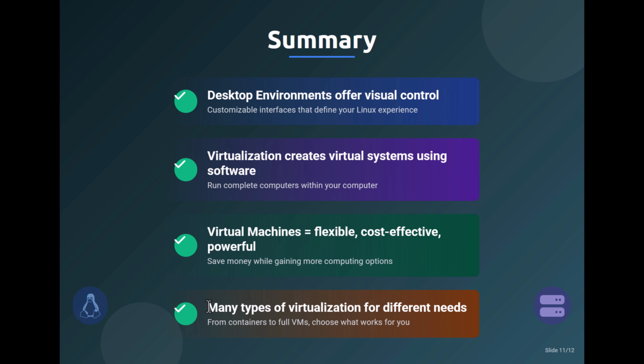Alright, it's time for a quick recap of everything we learned today. The desktop environment gives Linux its graphical look. From GNOME to KDE or KDE to Xfce, each desktop environment defines how your Linux system feels and behaves. Virtualization lets you create a virtual system using software. Multiple virtual machines can run on a single device, each with its own OS and settings. Next, virtual machines are cost effective, flexible and safe. They help us make full use of hardware while learning, developing and testing risk-free.